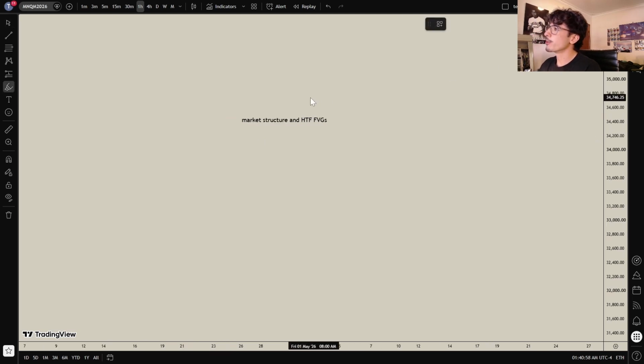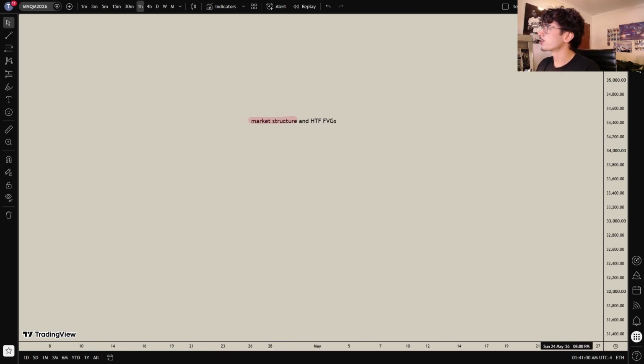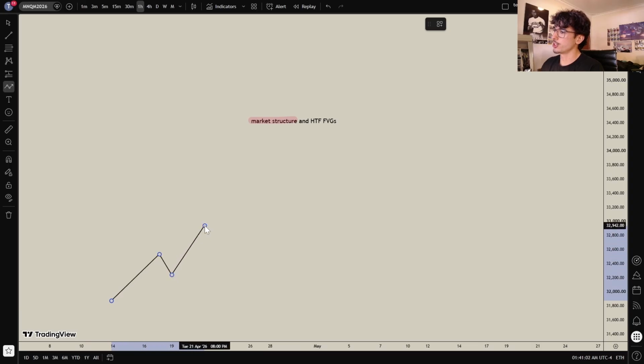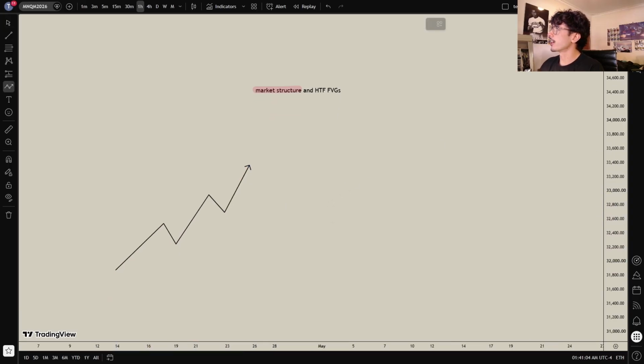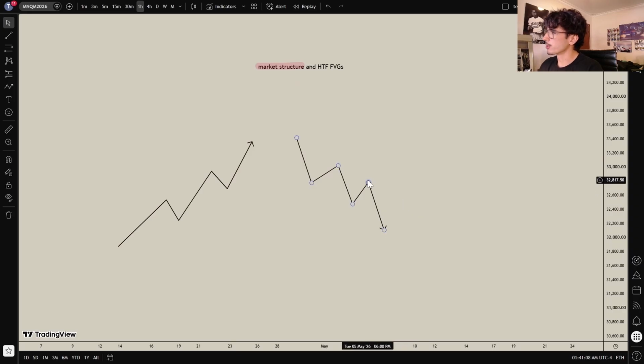So to go a bit more in depth with market structure, we have two main types. We have bullish market structure and we have bearish market structure. That's very simply it. Bullish, we create higher highs and higher lows. Bearish, we create lower lows and lower highs.